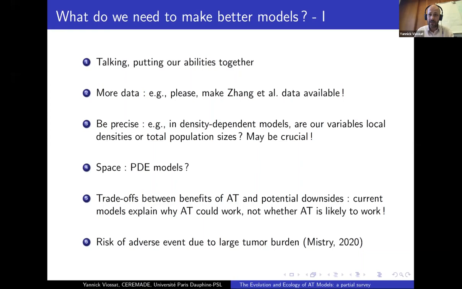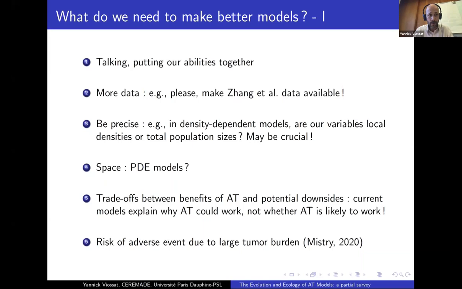So one of these things, for instance, is that the way I and other people have been modeling survival time is probably wrong. It's saying that you go to a certain size and then you die. I don't think doctors would say that. The higher the tumor burden, the more likely it is that something will go wrong, as discussed by Itesh Mistry recently. And I think we should try to use this in our models.